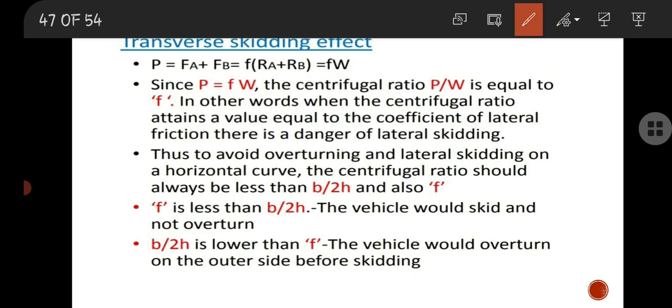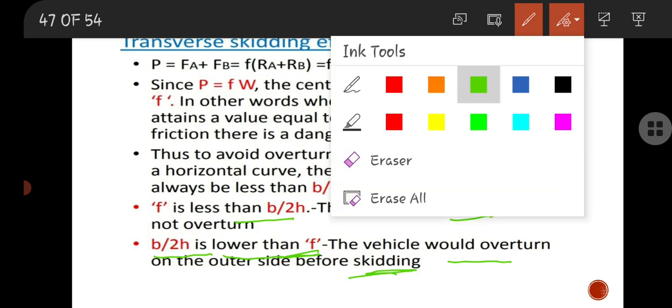Then if B by 2H is less than F, in that case the vehicle will overturn first before skidding. Means first it overturns, then the vehicle will skid. If F is less than B by 2H, the vehicle will skid, not overturn. Therefore the safe condition for the vehicle is that P by W should be less than B by 2H, and P by W should be less than F.